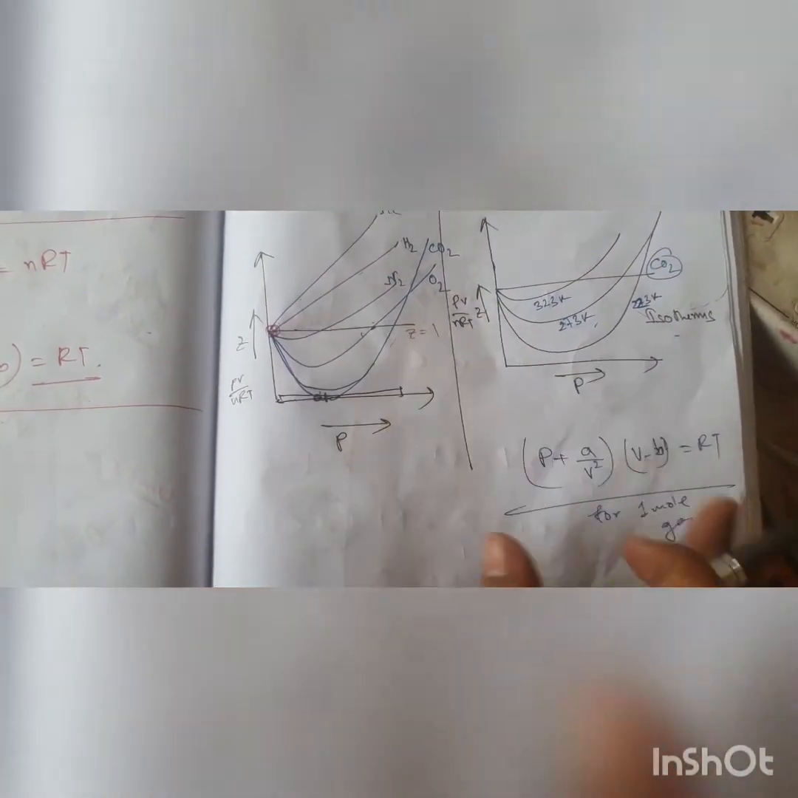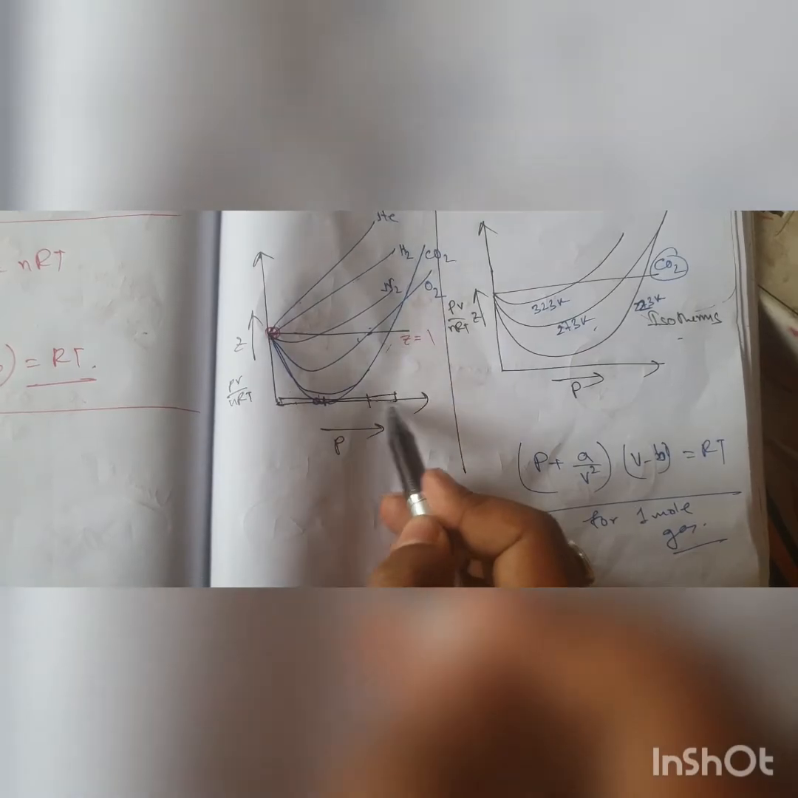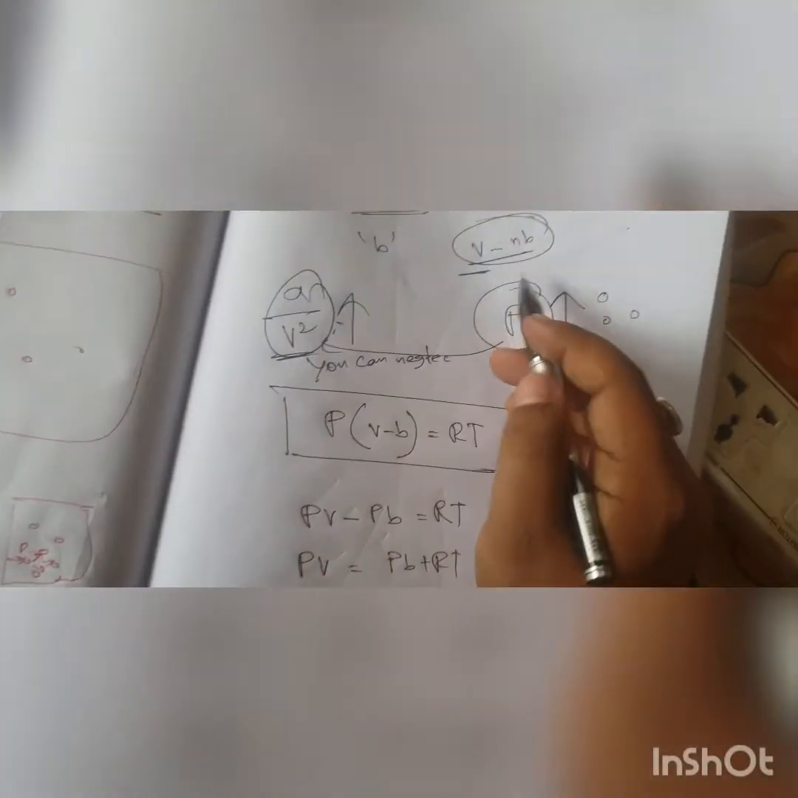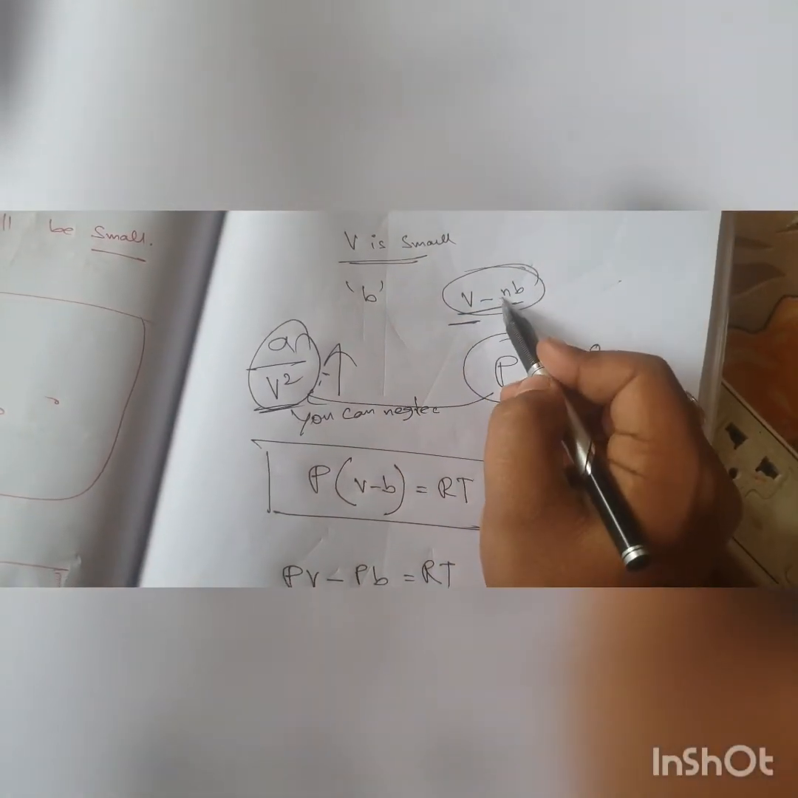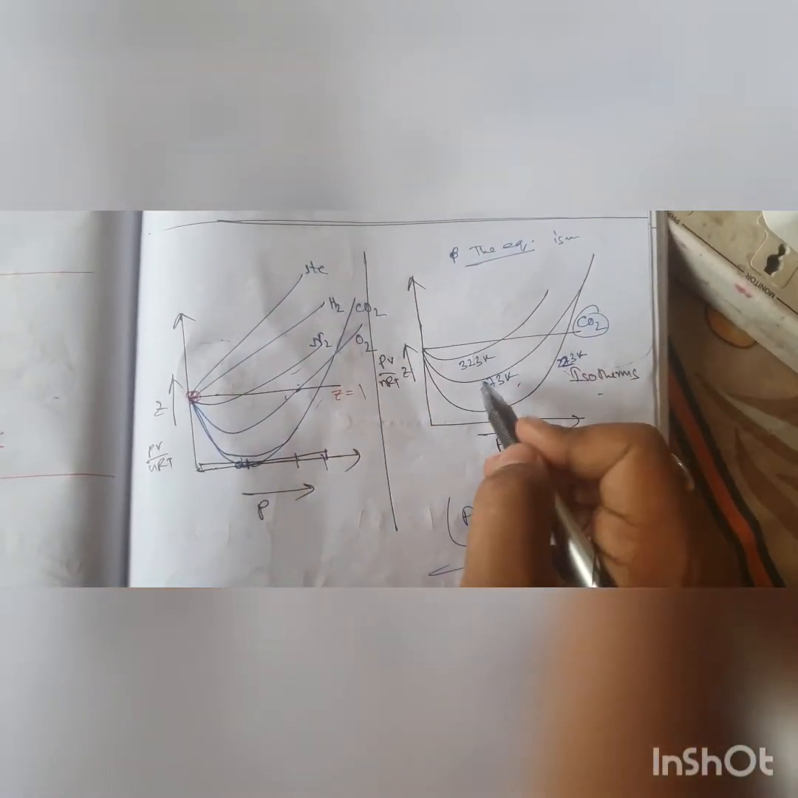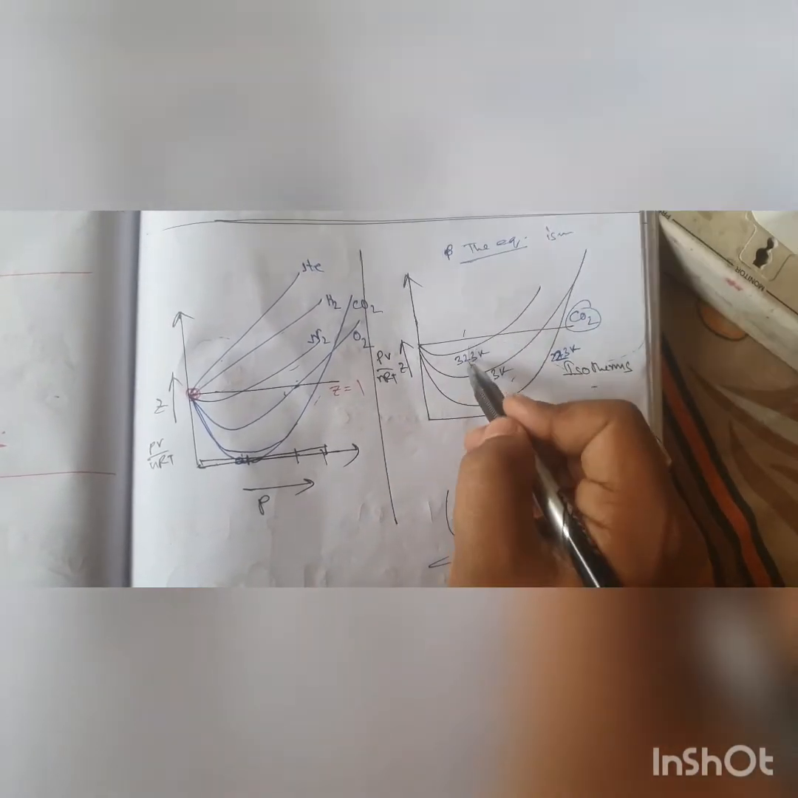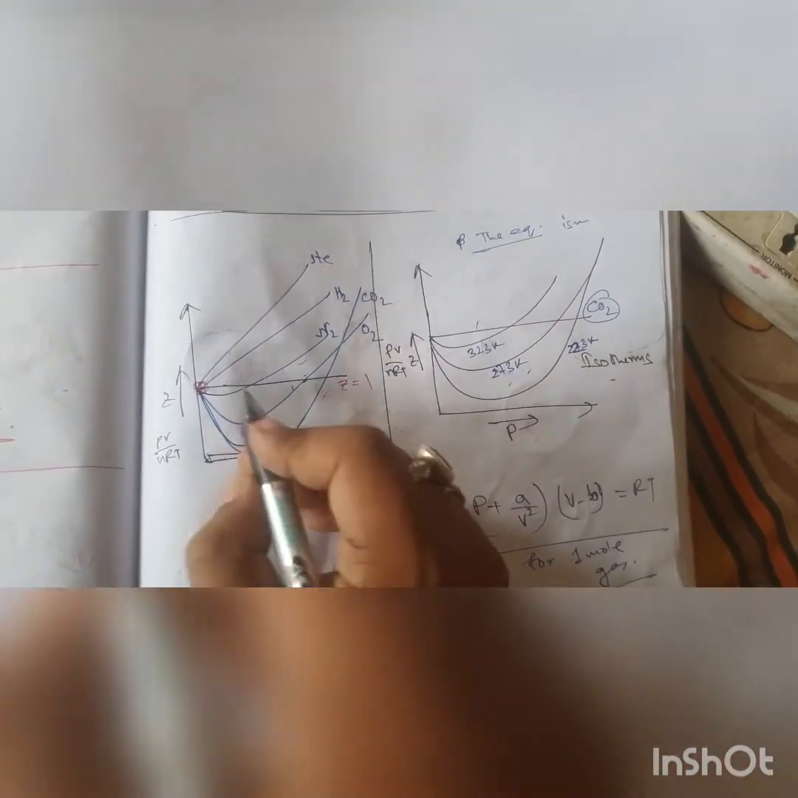Now when the pressure is even increasing, you have to consider the volume is so small, and hence Z is greater than 1, and hence it is shifting towards this. The effect of temperature, I will tell you later, on why the dip is decreasing. Now there is a dip, we can see, at moderate pressure.